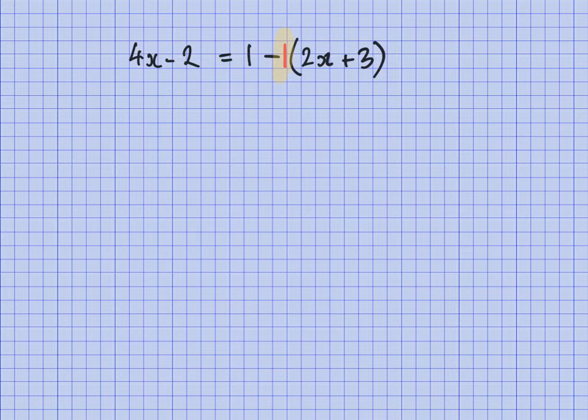So I reckon a good first step, as always, is to expand the brackets. Now the left-hand side in this one is unchanged, and the 1 is unchanged, same as in the previous things. And then we have minus 1 times 2x gives me minus 2x, and minus 1 times 3 gives me minus 3.